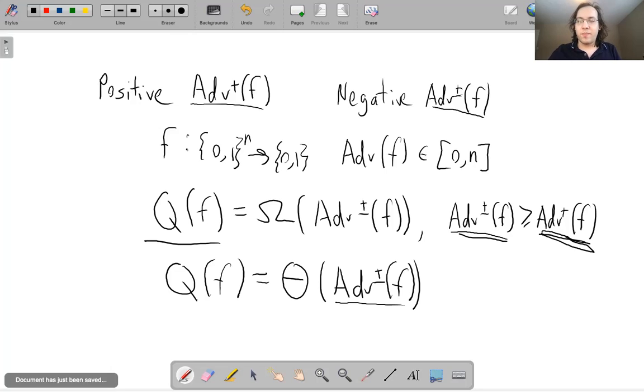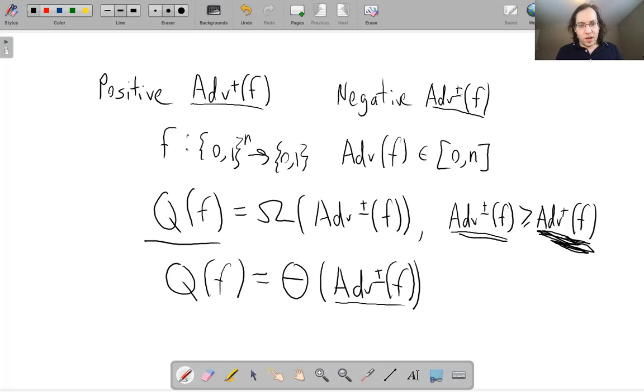You can even argue that, up to constant factors, it's just a different way of defining quantum query complexity, but it's a very different way. It looks nothing like the original definition, and it's kind of hard to work with. So in practice, working with the positive adversary is much easier, and it's much simpler to deal with this measure. Of course, if you deal with this measure, you only get a lower bound on quantum query complexity. You don't get exactly quantum query complexity.